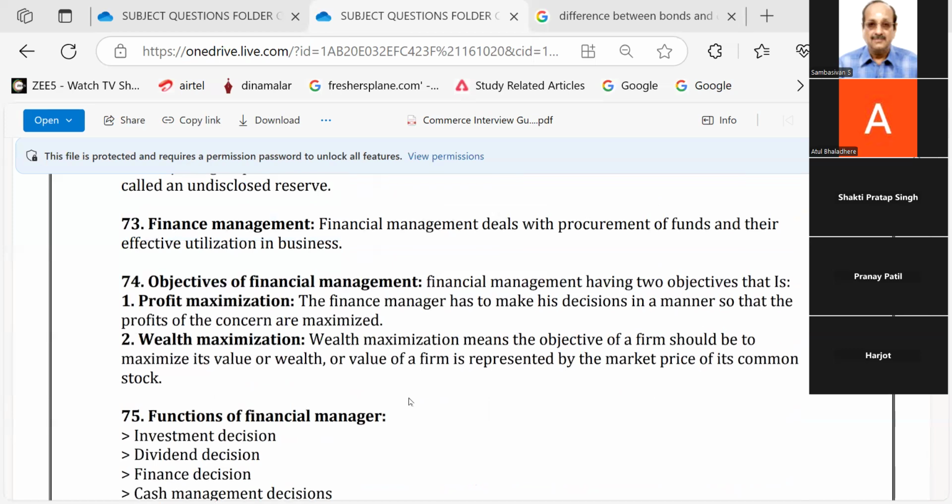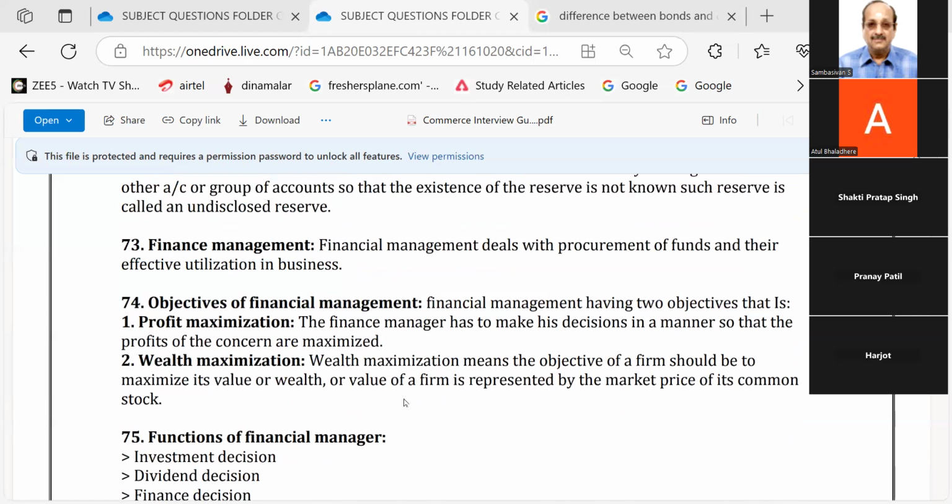Continue. Objectives of financial management. Financial management has two objectives, that is, profit maximization and wealth maximization. Profit maximization: the finance manager has to make his decision in a manner so that the profits of the concern are maximized. Wealth maximization means the objective of a firm should be to maximize its value or wealth, and the value of a firm is represented by the market price of its common stock.